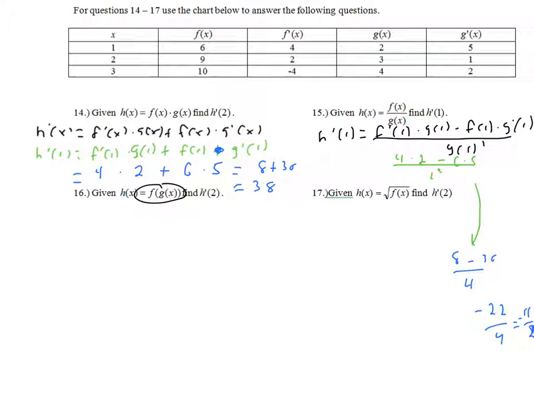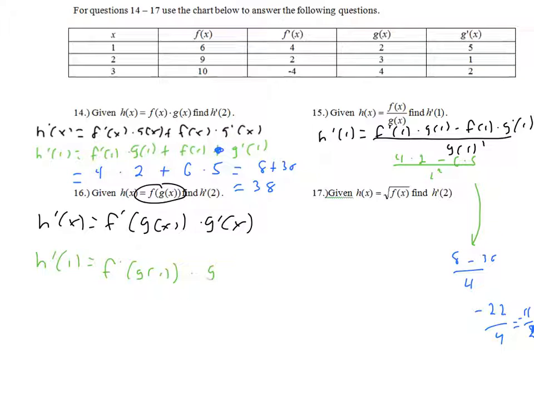This is the chain rule. So h prime of x is equal to f prime of g of x times g prime of x. Now h prime of 1 is equal to f prime of g of 1 times g prime of 1. g of 1, if we go to the table, is 2. f prime of 2 is, now I need to use this row, 2, times g prime of 1 is 5, so we get 10.